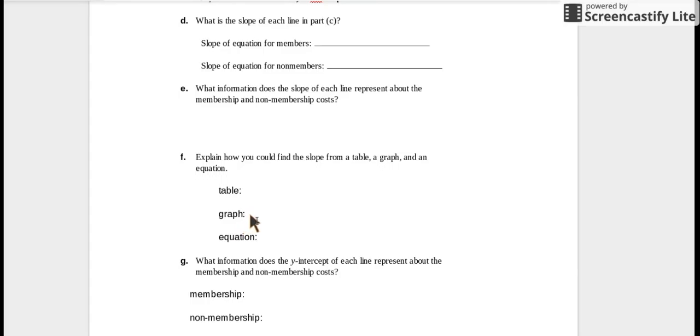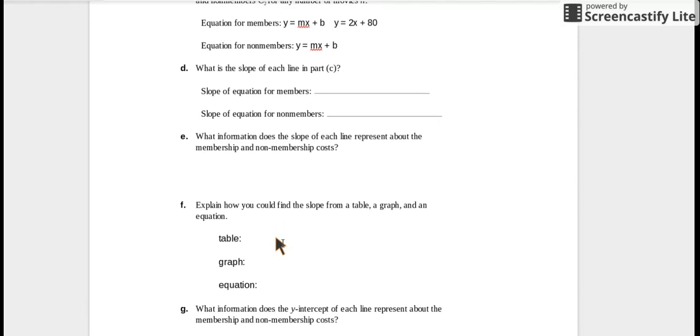For a graph, slope is equal to rise over run. So you find that by using 2 points. With an equation, as I explained earlier, you find your slope by looking at your equation. You look at this letter in particular, because this letter is your constant rate of change, which is your slope.